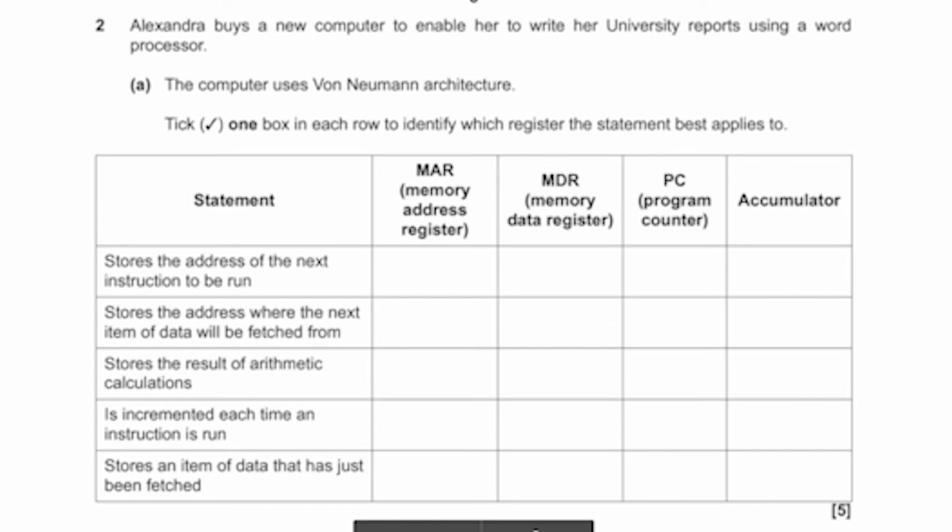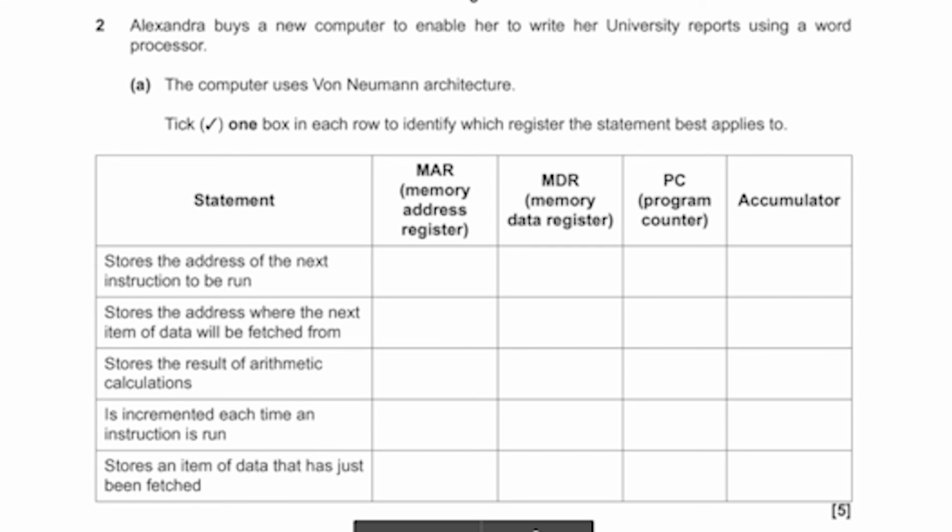Okay, so finally, let's have a look at this exam question. Alexandra buys a new computer to enable her to write her university reports using a word processor. The computer uses von Neumann architecture. Tick one box in each row to identify which register the statement best applies to. Now, there are 4 registers listed, but there are 5 statements. So one of these registers is going to have to be ticked twice. Now, the statements are the definitions, so as long as you know what your definitions are, you should be okay.